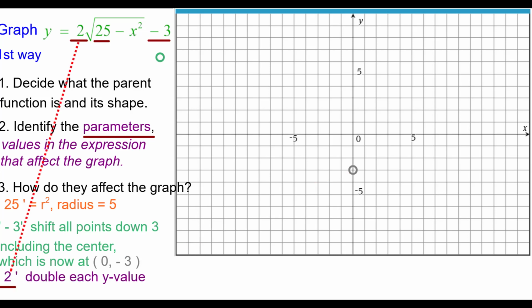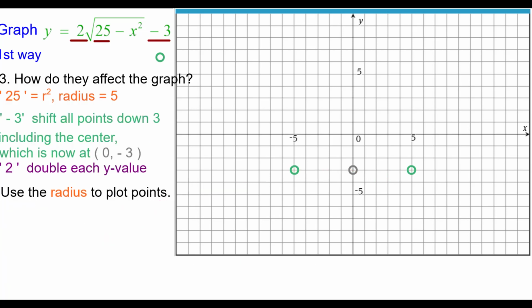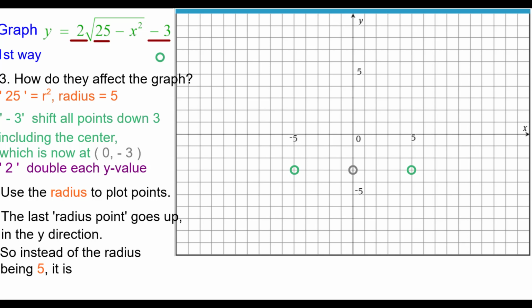The 2 in front of the radical sign doubles each y value. And we're going to use the radius to plot points. So I'm going to go to the right 5 units and plot a point there. Go to the left 5 units, plot a point there, because it's not affected by that double. However, the last so-called radius point goes up in the y direction, so I do need to double that one. So instead of the radius being at 5, it's going to be 5 times 2, which is 10, and that's up 10 from the center. And I'll plot a point there.